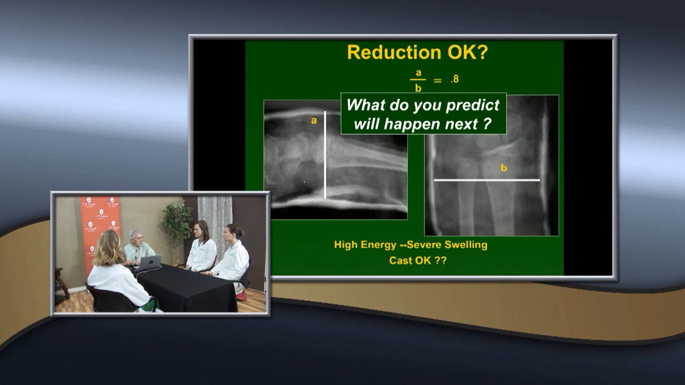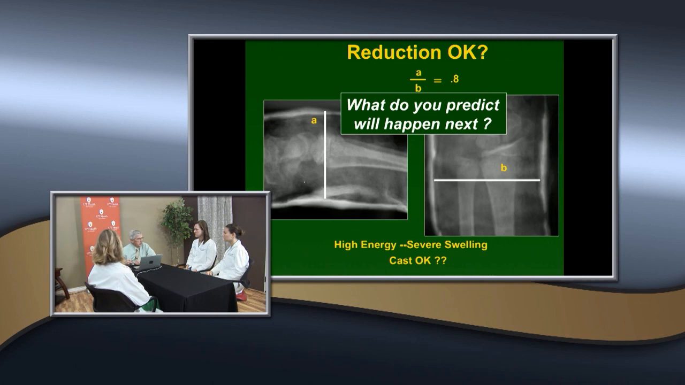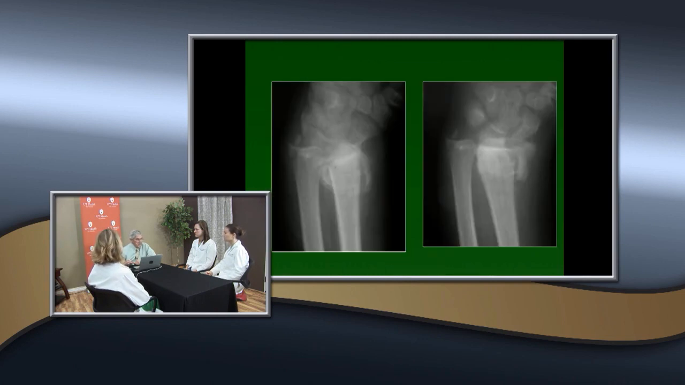So what are you afraid is going to happen? It's going to redisplace when the swelling goes down. It'll fall off. That's exactly right. So that's why it's important that you make sure afterwards that you've got a good elliptical cast, because this cast was circular and really didn't provide good fixation, especially when the swelling goes down.